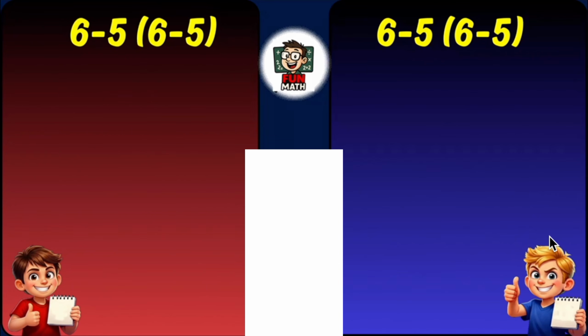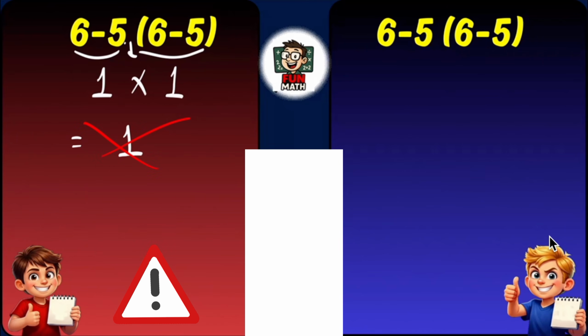First subtraction, 6 minus 5 equals 1. Parenthesis, 6 minus 5 equals 1. Hidden multiplication, 1 times 1 equals 1. If you solved the problem this way, you made a mistake. Because when solving the problem, we should have paid attention to the order of operations.